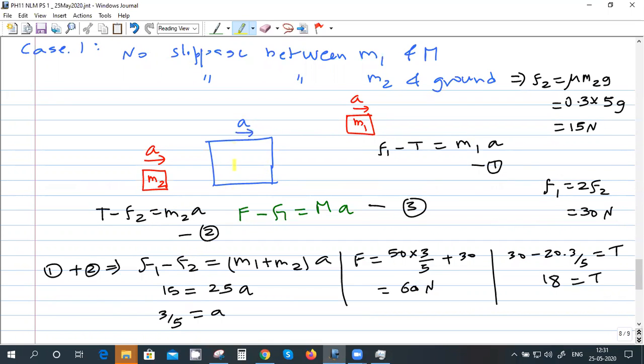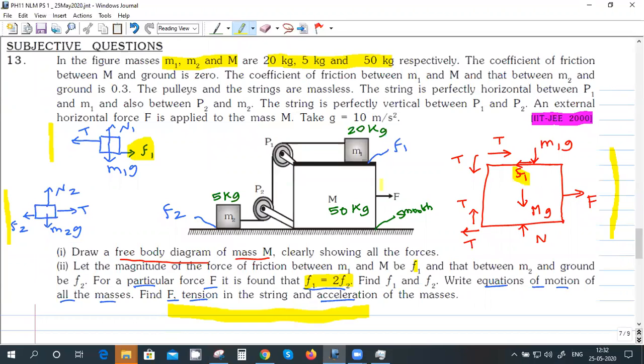The big mass M is moving towards right with acceleration a, and if there is no slippage between M1 and the big mass, then the acceleration of M1 will also be a. I am taking this case 1, no slippage between M1 and capital M, and there is slippage between M2 and ground. The chances of this case being correct is more because the friction force F1 is twice of F2. So the chances of M1 not slipping while M2 slips is more.